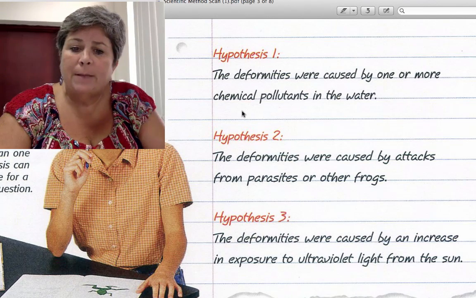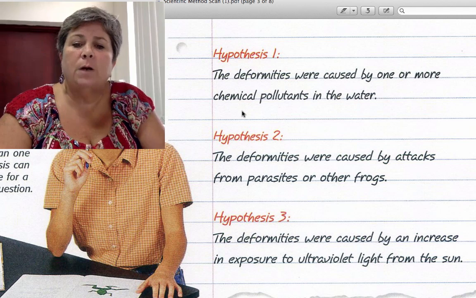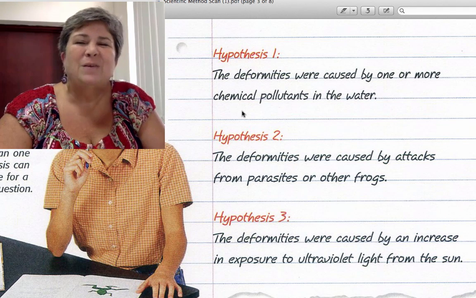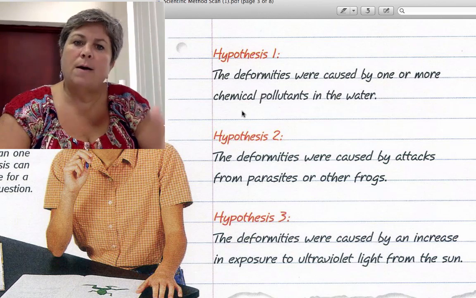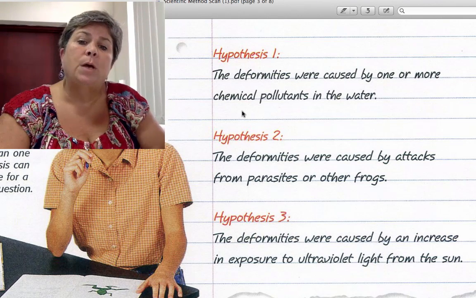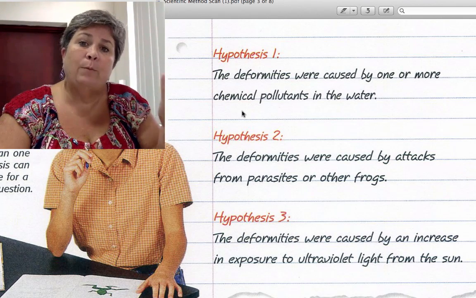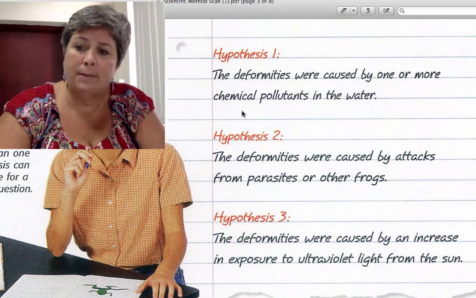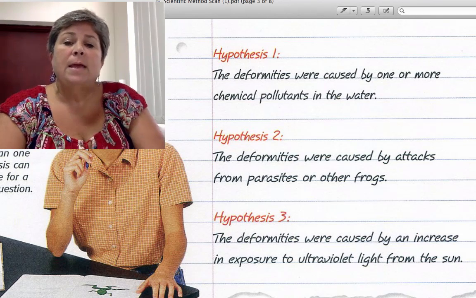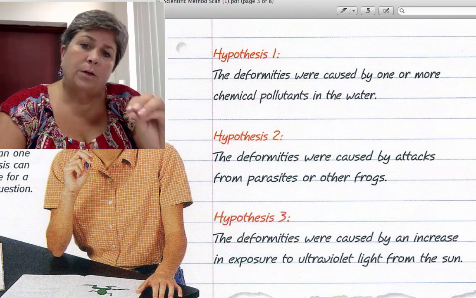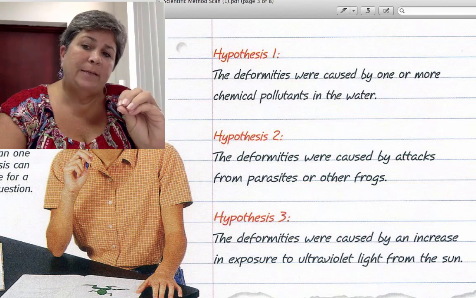All right, and then the third hypothesis was that those deformities were caused by an increase in exposure to ultraviolet light from the sun. So basically like a sunburn or like skin cancer, some type of cancer that was caused because of exposure to too much ultraviolet light, which is the harmful light of the sun's rays. Okay, so those are the hypotheses that they came up with. And actually these are all good hypotheses because they can be tested.